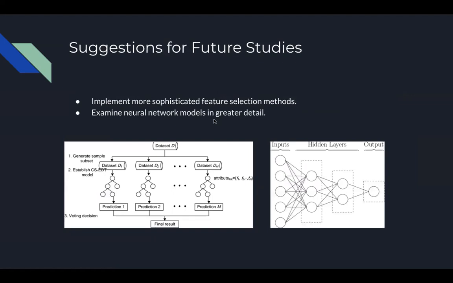For future studies, we suggest the following. Perhaps implement more sophisticated feature selection methods such as extremely randomized tree classification, or explore neural networks in greater depth, as we did only a cursory examination in this study.